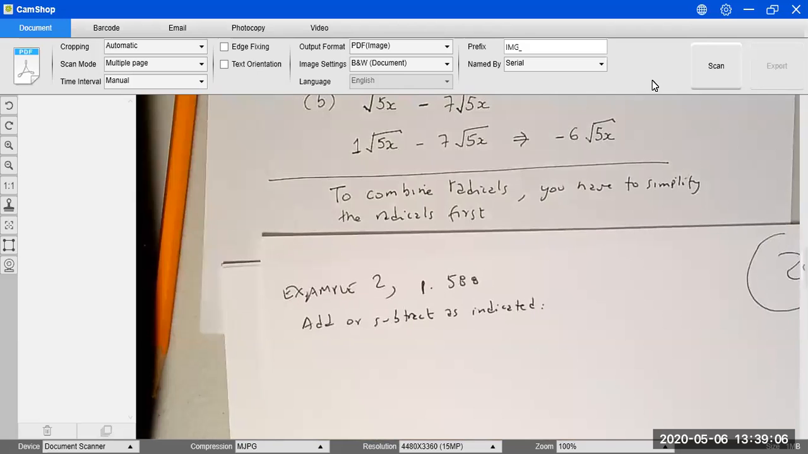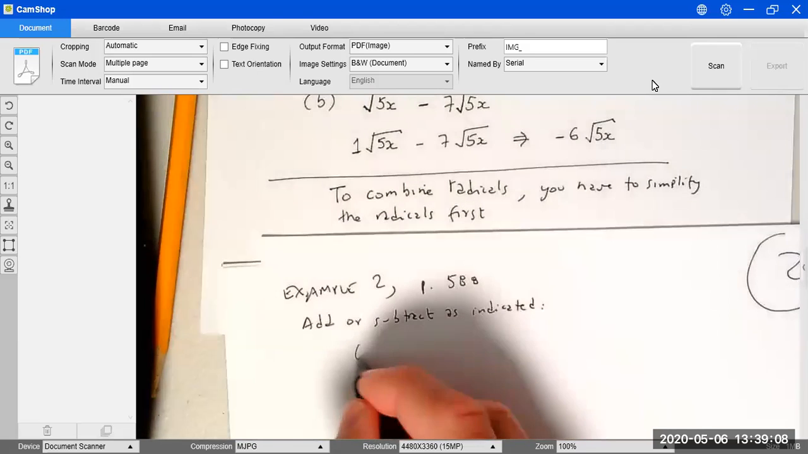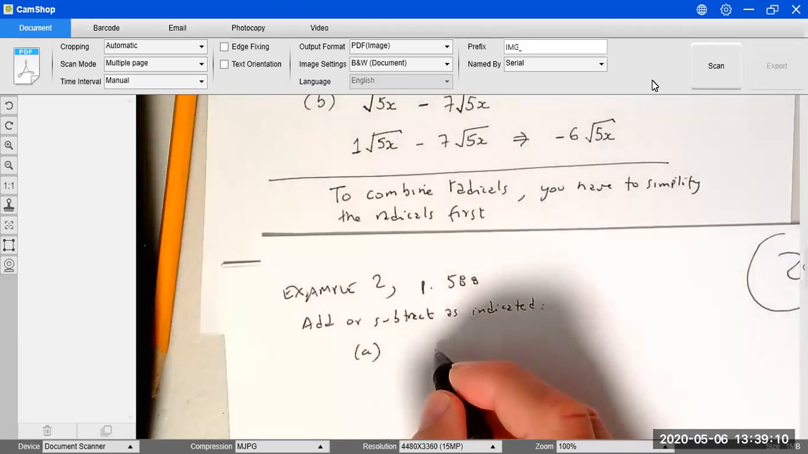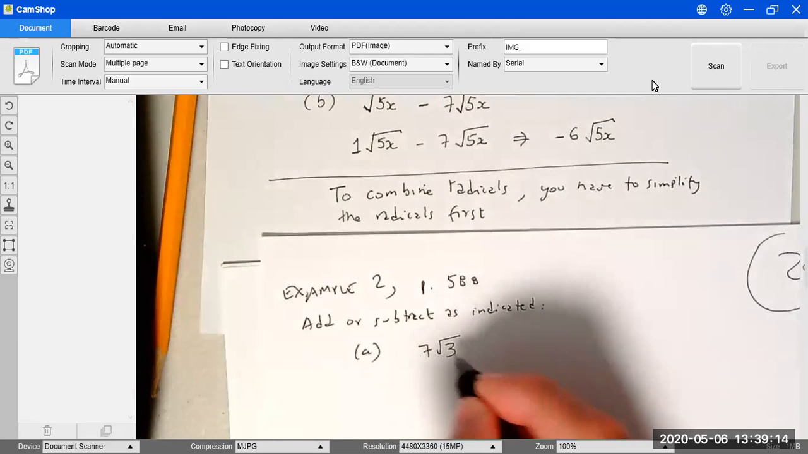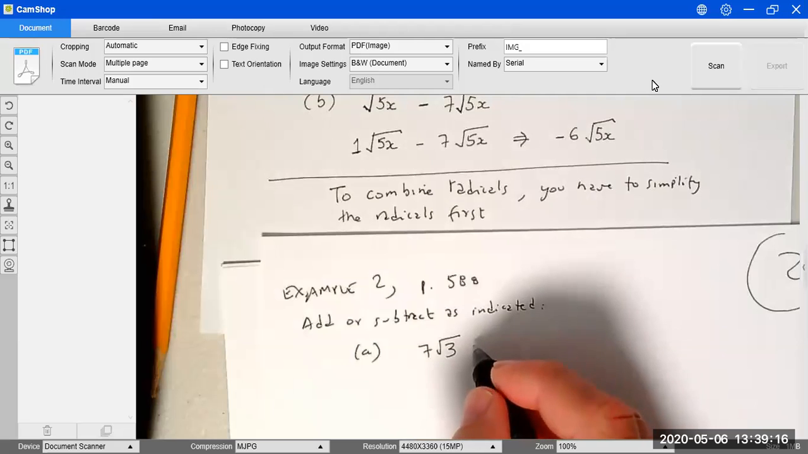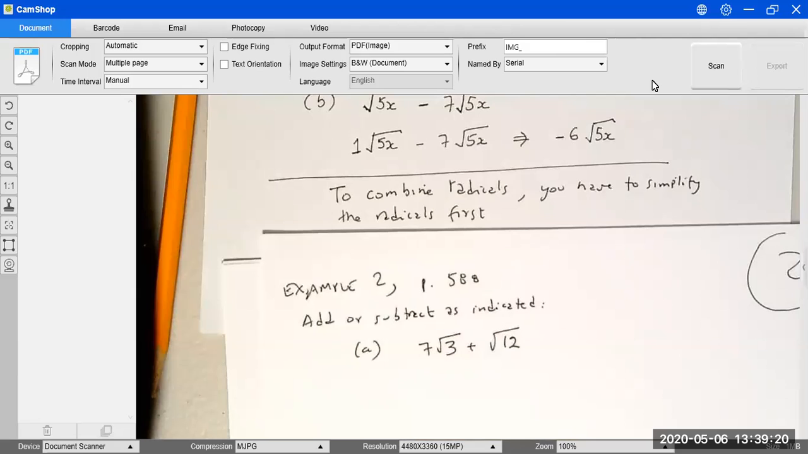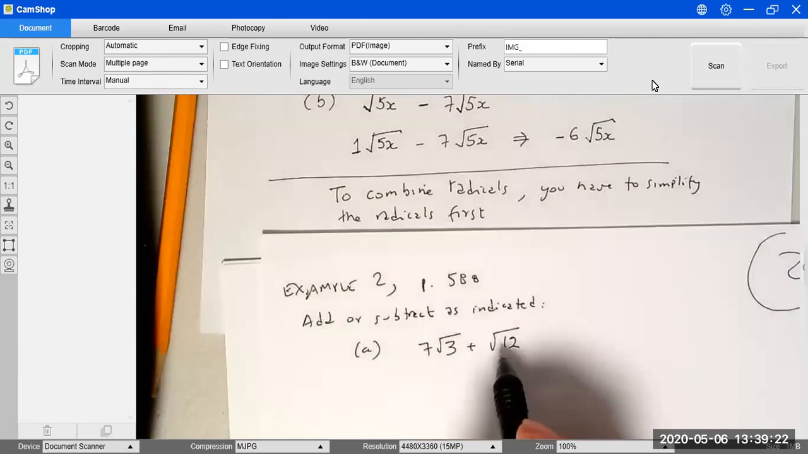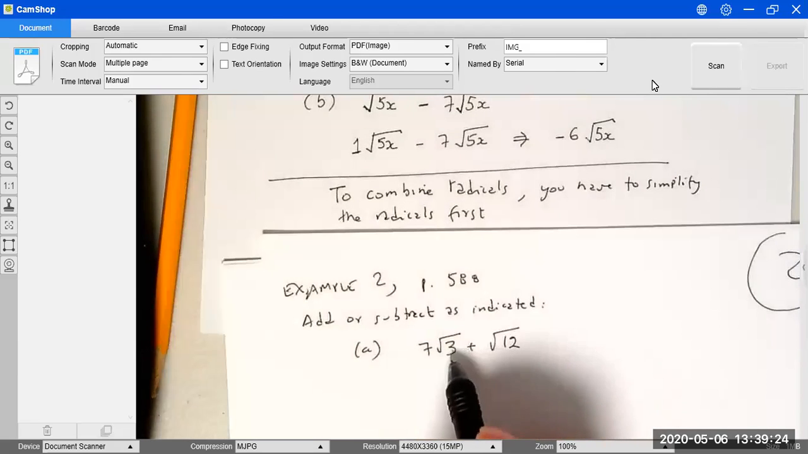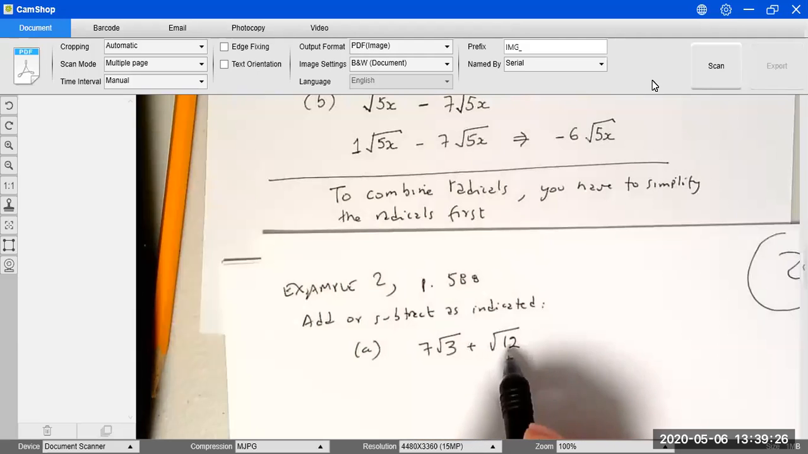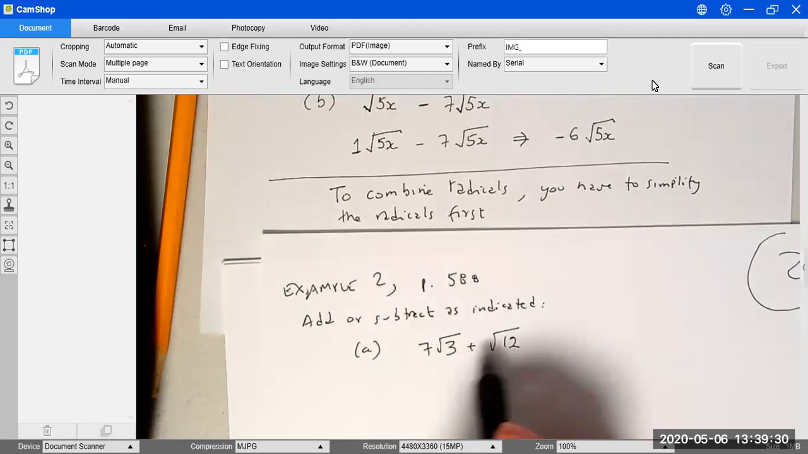So the first part of this example is just 7 times square root of 3 plus square root of 12. So you can see that these radicals are not like radicals because they don't have the same radical. But you can see whether you can simplify any of these radicals to get, at the end, like radicals.